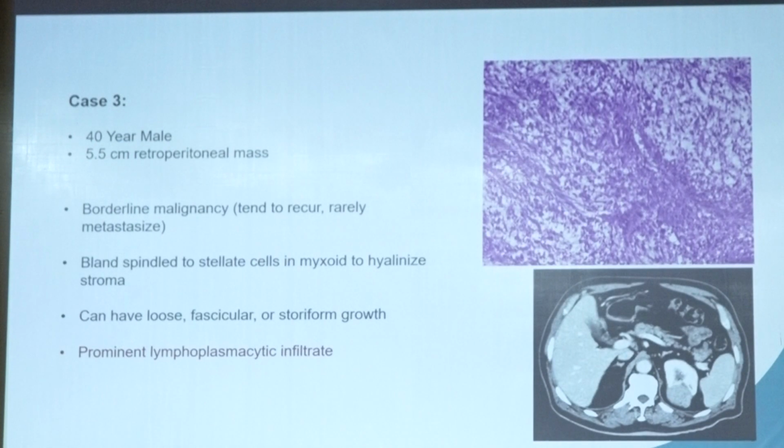Case 3, 40-year male. It's a retroperitoneal mass. As we can see here, there is a mass on the back of probably the kidney here.